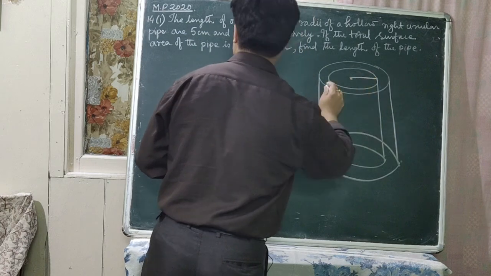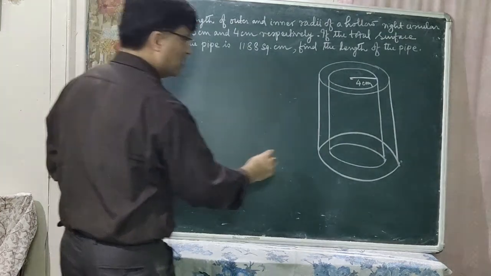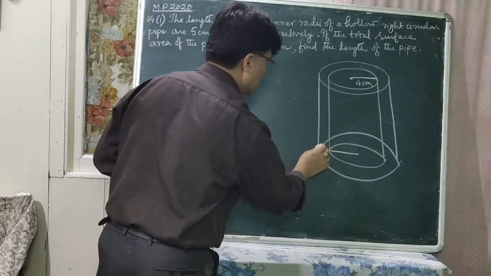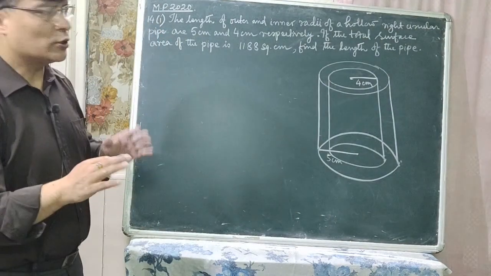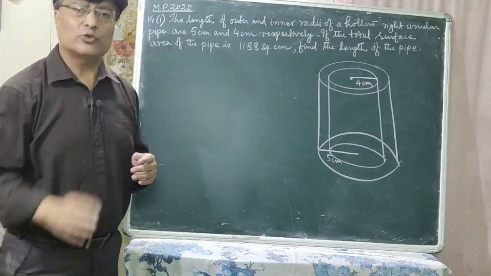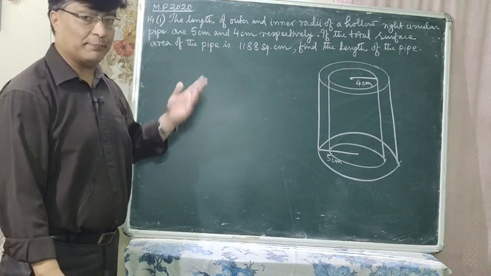Inner radius, this is your inner radius. Inner radius is 4 cm. And what is the outer radius? So outer radius is this one. This is your 5 cm. So what is meant by total surface area of the hollow right circular pipe?